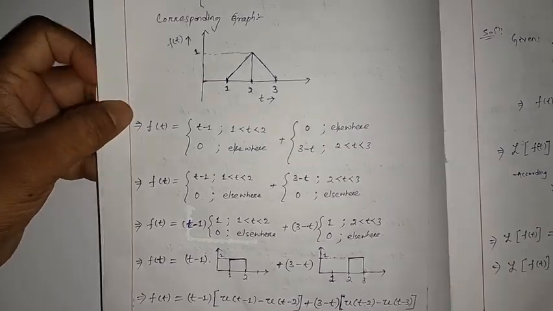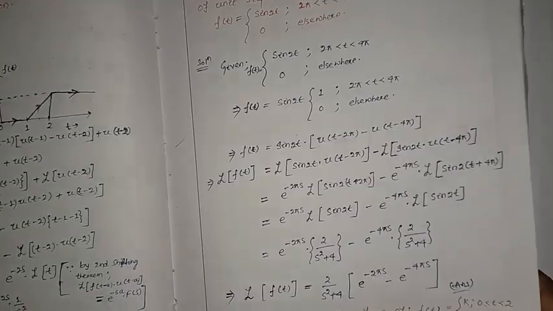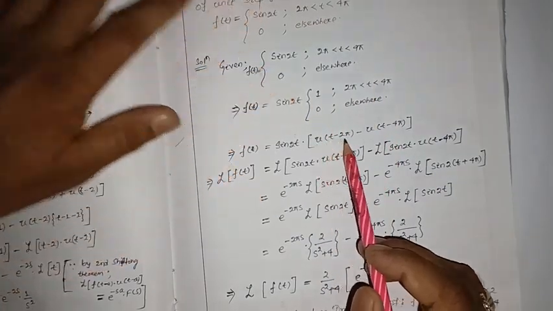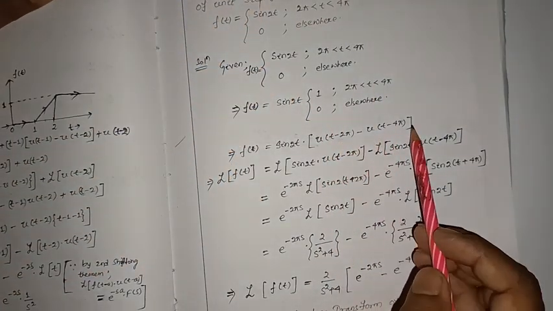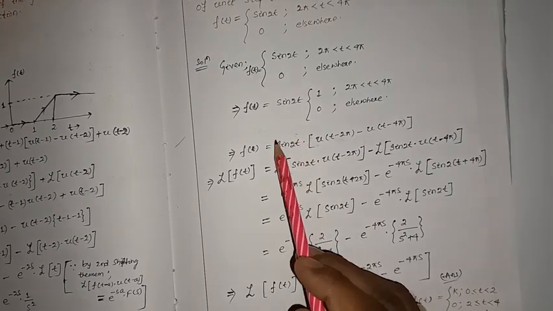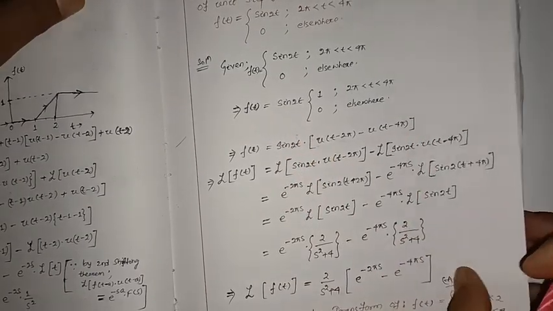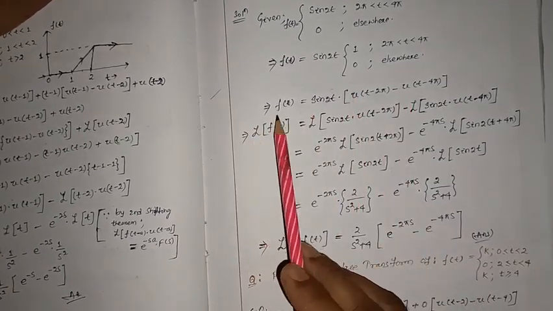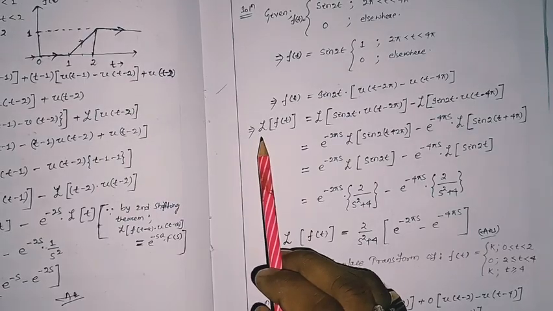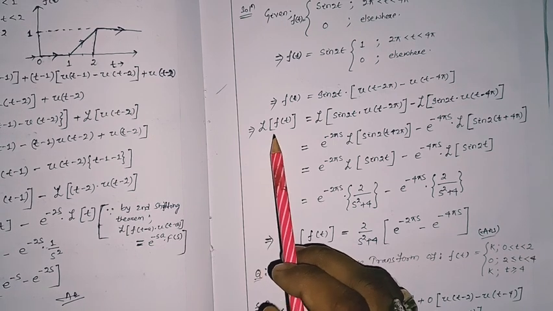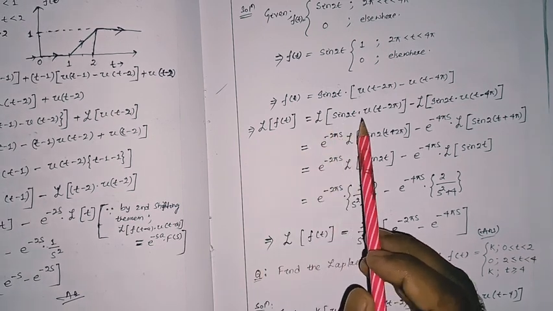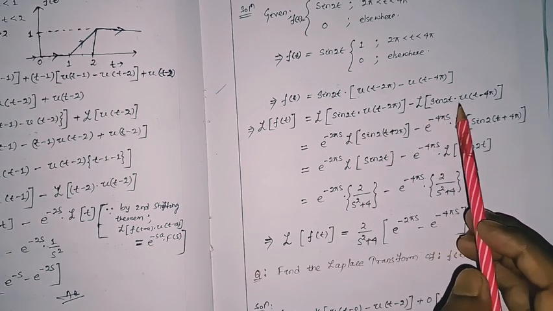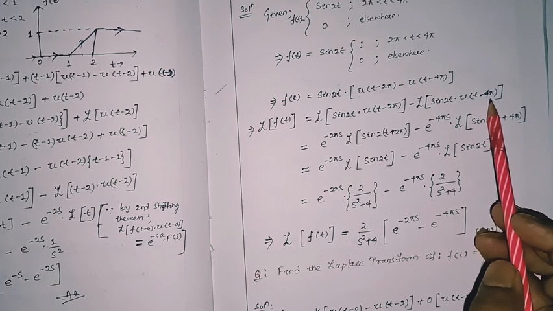So for that, you can write u(t minus 2 pi) minus u(t minus 4 pi), and sine 2t is multiplied with this. Okay, now we are going to take the Laplace transform on both sides. The Laplace transform of f of t will be equal to the Laplace transform of sine 2t into u(t minus 2 pi) minus the Laplace transform of sine 2t into u(t minus 4 pi).